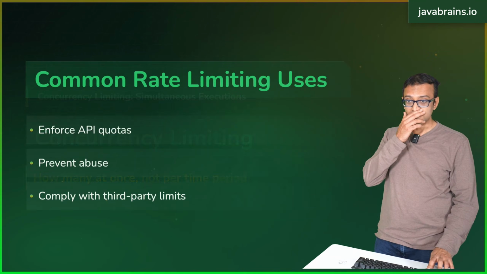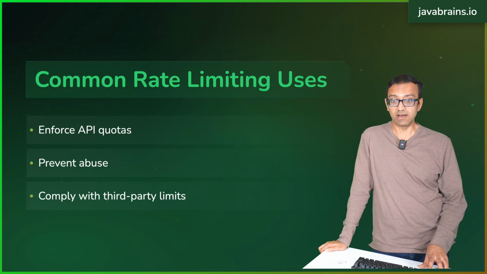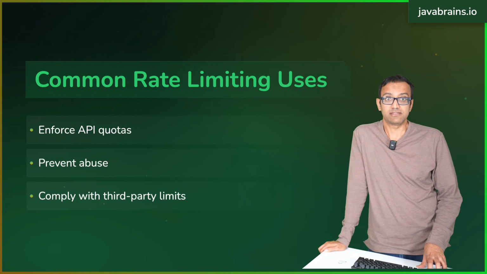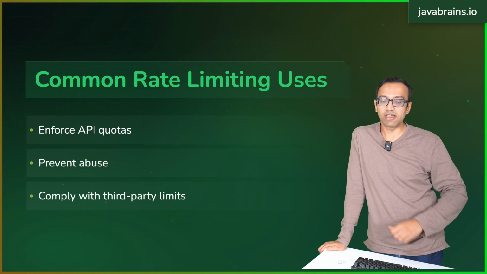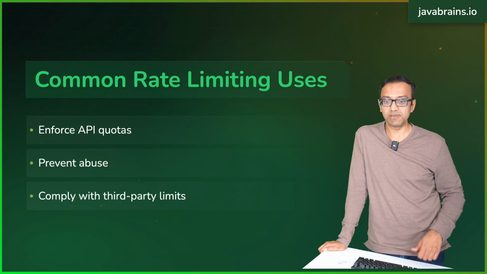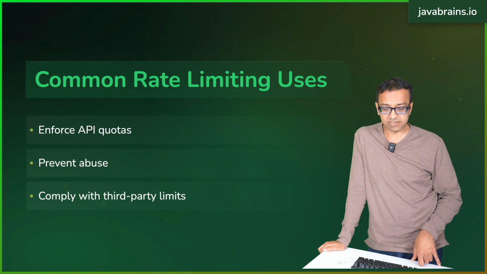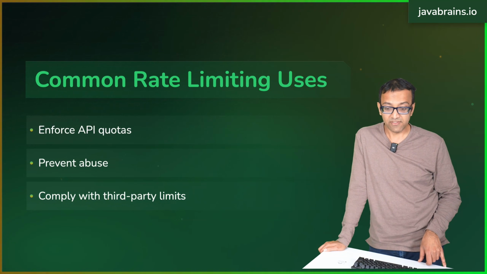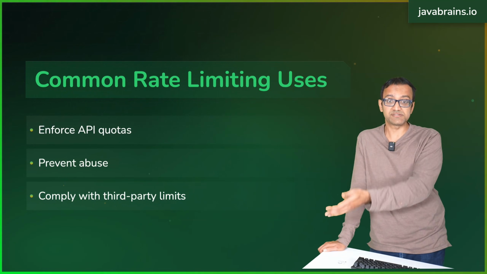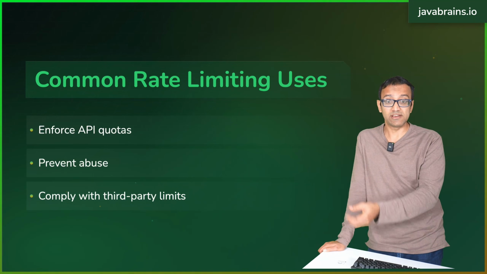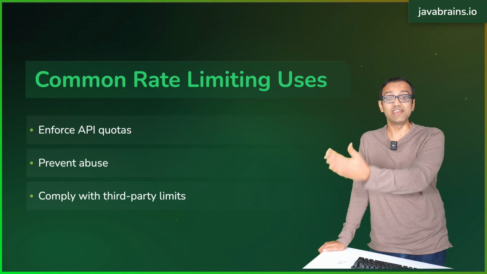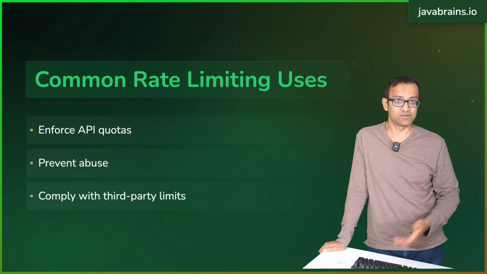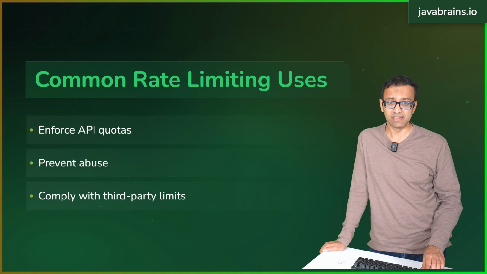Common rate limiting use cases. Why would you use rate limiting? You want to enforce API quotas. You get like 1,000 requests per hour. Or you want to prevent abuse, for example no more than 5 login attempts per minute. That's to prevent abuse. And often we do rate limiting, I've seen this happen a lot, when we need to interface with third-party APIs. The company has paid money to access their APIs, and they have rate limits. So we're going to set rate limits to make sure that we don't exceed their API quotas. So these are standard use cases for rate limiting.